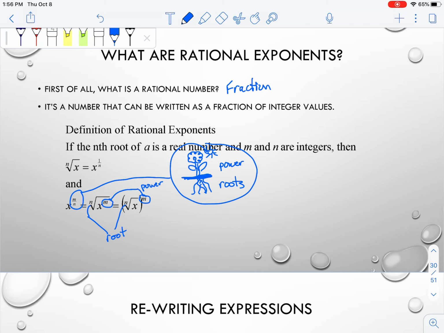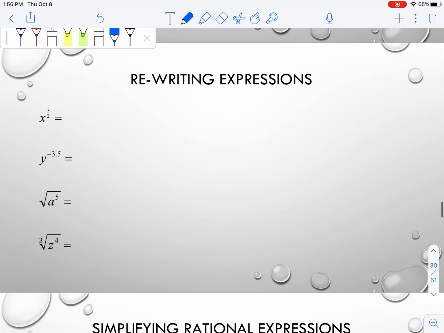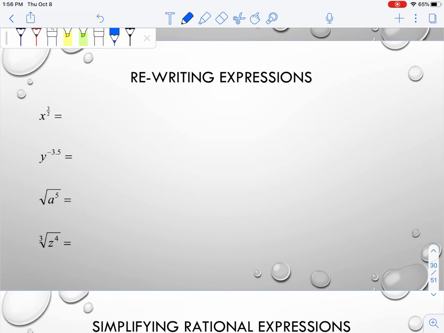Is the numerator here, or is the denominator here? The roots are always underground, and the root becomes the index of our radical. Okay, so let's try a couple examples here just to practice going back and forth.